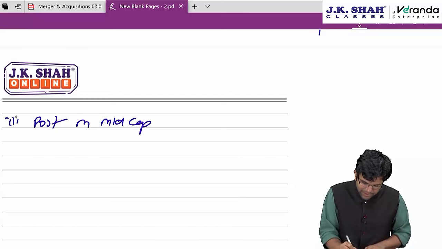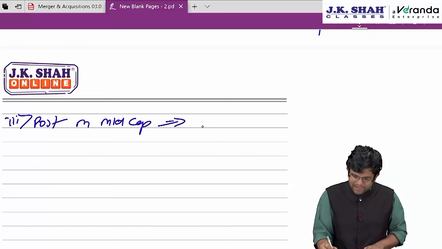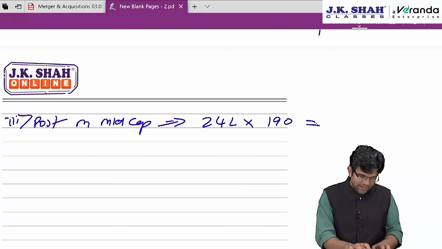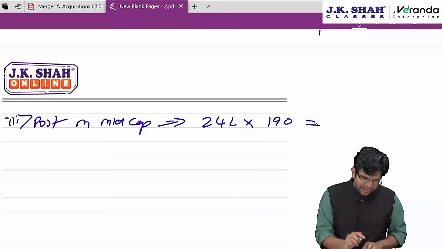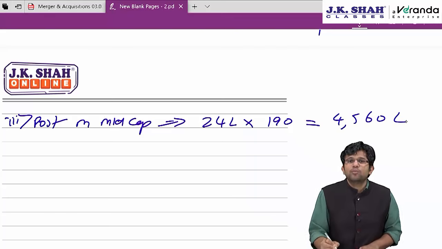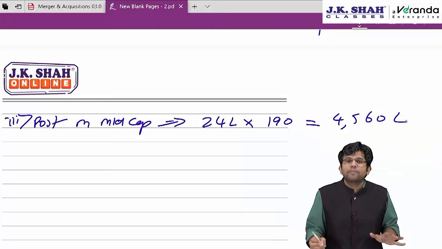This is point number 3. Post-merger market cap, can I say, is 24 lakh into 190 rupees per share. So 24 into 190, if I do, 4,560 lakh rupees is the market cap of the post-merged firm.